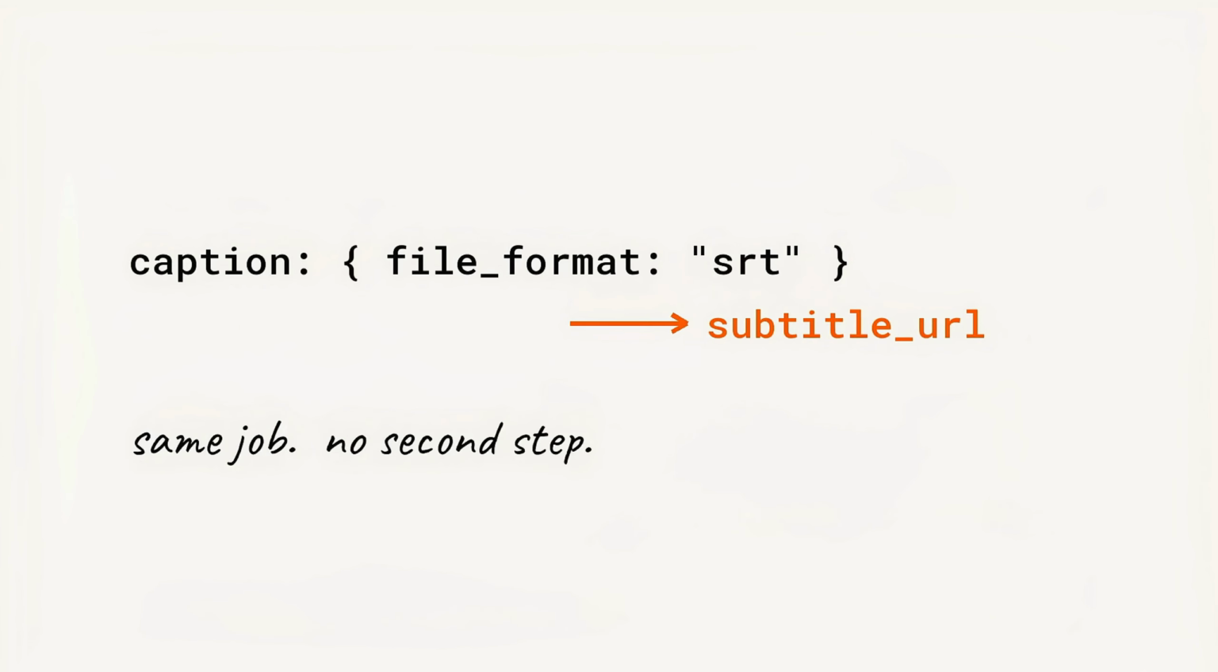Number 4 is the one that changed my week. Ask for captions, and the finished job hands you back a subtitle file alongside the video. An SRT. Automatically. Same job, no second step. That sounds like a small convenience. It is not a small convenience, and I'll show you why in about 2 minutes.